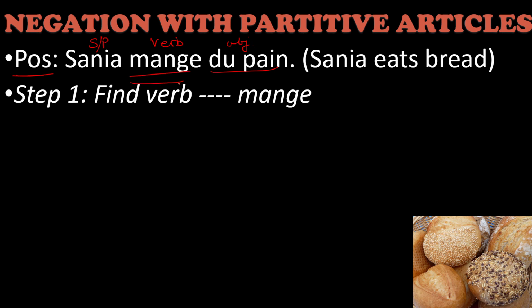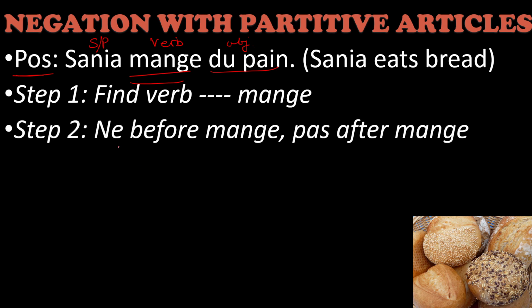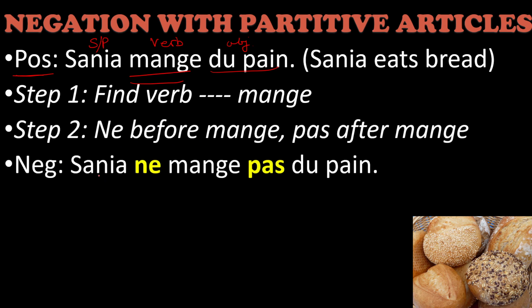After finding the verb, what do you do? You have to make a sandwich of it. Put ne before and put pas after. So once you do that, you will get something like Sanya ne mange pas. You have the verb, put ne before, put pas after. Now, you have to consider the third step, which is the article. Look at what kind of article you have in the sentence. First, find the article. What kind of article is it?